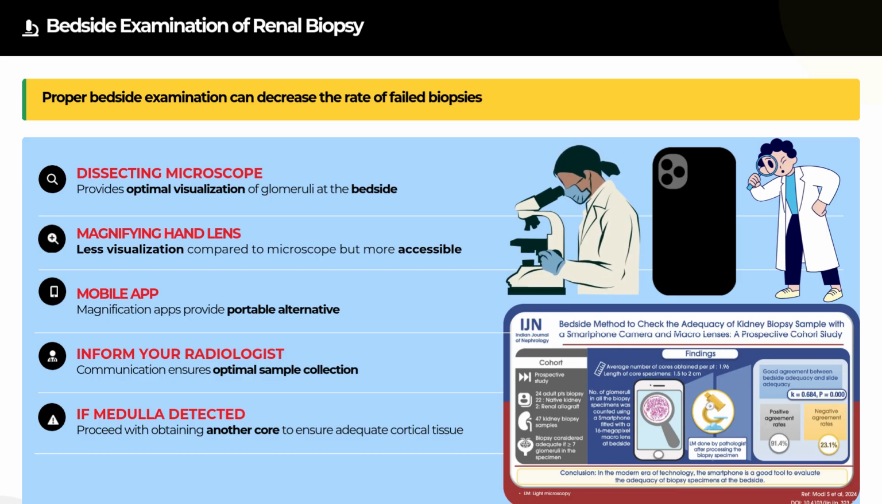This prospective cohort study from the Indian Journal of Nephrology evaluated the use of a smartphone camera with a macro lens to assess kidney biopsy adequacy at the bedside. Among the 34 patients, 32 native and 2 allografts, 47 samples, the average core length was 1.5 to 2 centimeters, and glomeruli could be identified in all specimens using the smartphone method.